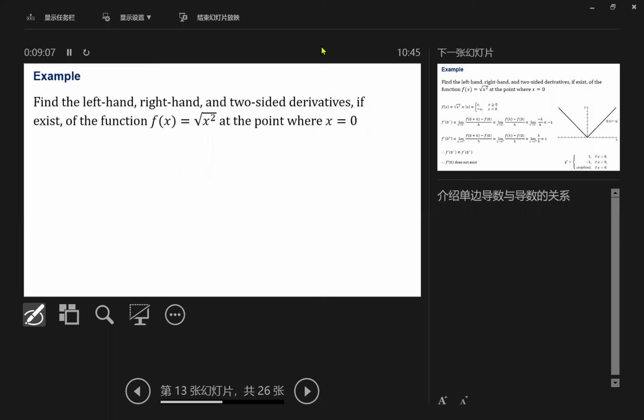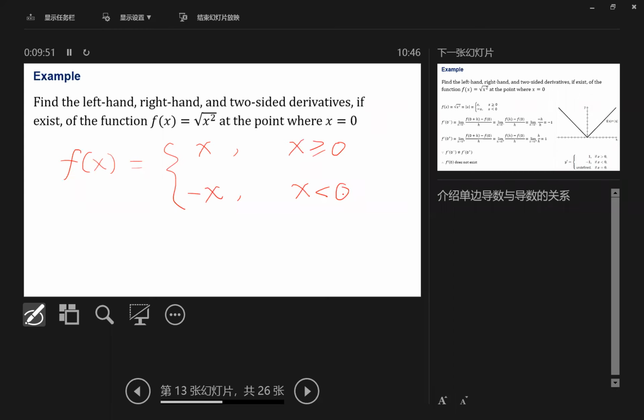Okay, let's see an example to illustrate this concept. First, find the left-hand, right-hand, and two-sided derivative, if they exist, of the function f of x equals the square root of x squared at the point where x equals 0. Okay, I'll give you a hint. This is actually a piecewise function. You can simplify that to f of x equals x when x is greater than or equal to 0, or f of x equals negative x when x is smaller than 0, right?